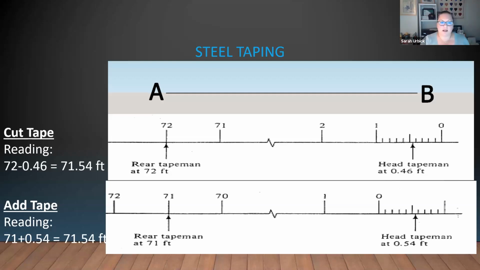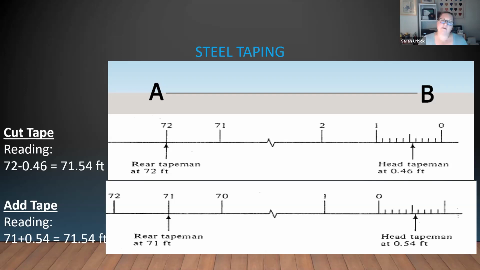Steel taping. So if we are out and we are measuring using one of these tapes, whether it's steel or fiberglass, nylon, whatever the case may be, there are two types of tapes to be used. There's a cut tape, which requires subtraction to figure out where you are. There is an add tape, which is 90% of what people use these days. People don't use cut tapes anymore.